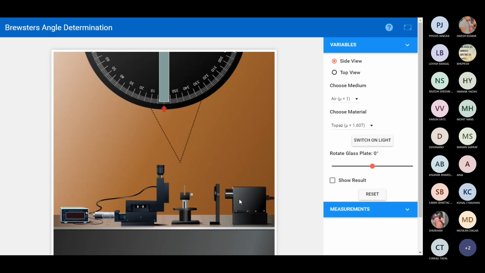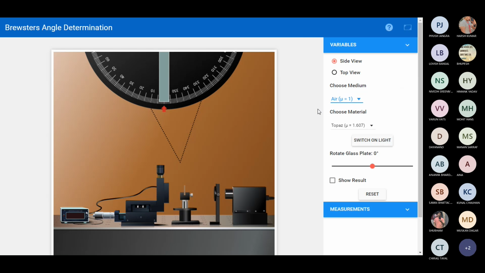This is the emitter, this is the polarizer which is used to polarize the light, and this is the material, which may be glass, topaz, or any kind of reflecting surface. This is the detector which is used to detect the polarized light, and this is the output current measuring unit. Here is the enlarged scale showing the angle at which the reflecting material is kept. You can see the side view and the surrounding medium.